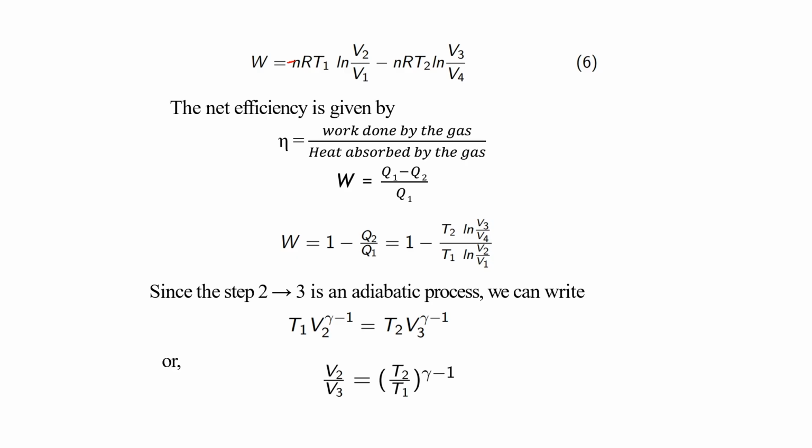So the net efficiency is the work done by the gas divided by the heat absorbed by the gas. If we do it, we get this expression, and then since step 2 to 3 is an adiabatic process, we can write T1. For an adiabatic process we know that TV to the gamma minus 1 is constant, and we know the value of gamma. Gamma is Cp by Cv.